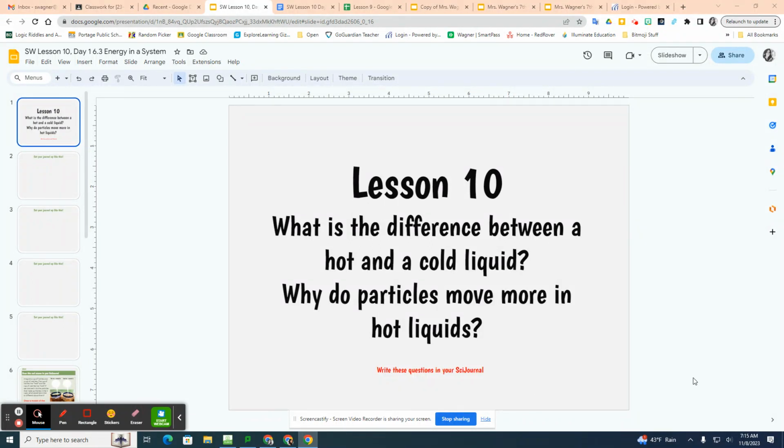I am just going to quickly go through what you're going to do for Lesson 10. So you're going to open up your slide deck for today, Lesson 10, Day 1, and you're going to write the two investigative questions in your notebook. What is the difference between a hot and a cold liquid? And why do particles move more in hot liquids?